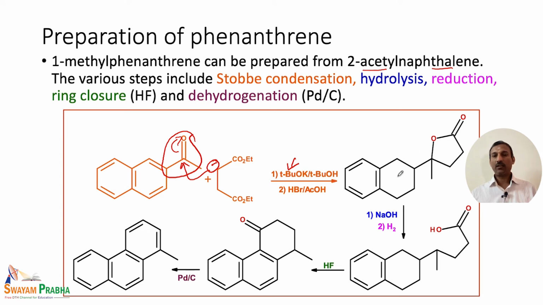And this cyclic lactone derivative can be hydrolyzed to open up this particular ring. We end up with the corresponding carboxylic acid, and this carboxylic acid can be further cyclized using hydrogen fluoride to give the corresponding keto derivative, and we end up with the substituted phenanthrene derivative on palladized carbon reduction of this particular alicyclic ring. So, this is also another method to give the substituted phenanthrene derivatives.